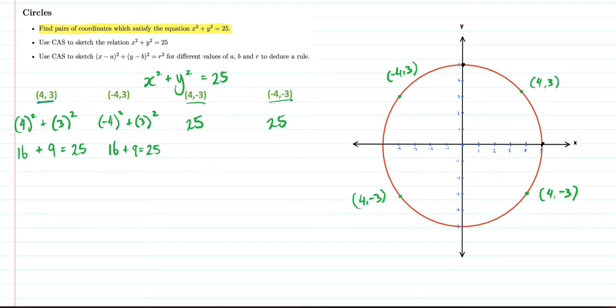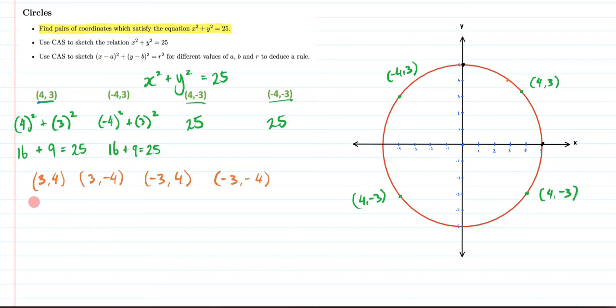Can you think of any other coordinates which will satisfy it? Perhaps an obvious one would be (3, 4). So (3, 4) is simply going to be the same values here. 9 and 16 is going to give me 25. And I could have (3, −4). I could have (−3, 4). Or I could have them both be negative.